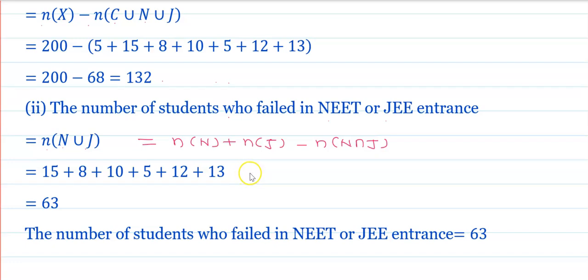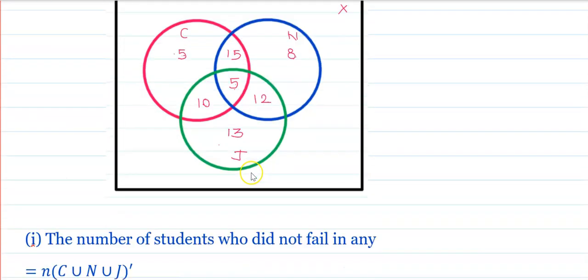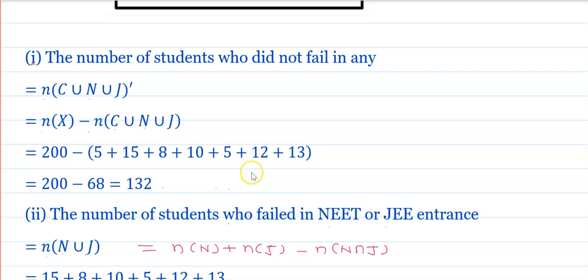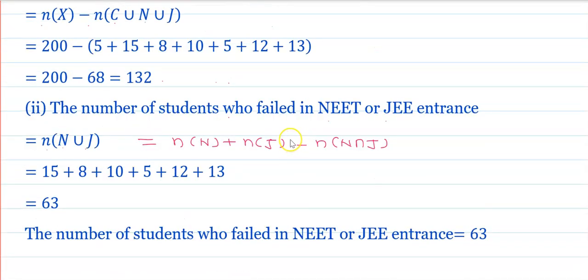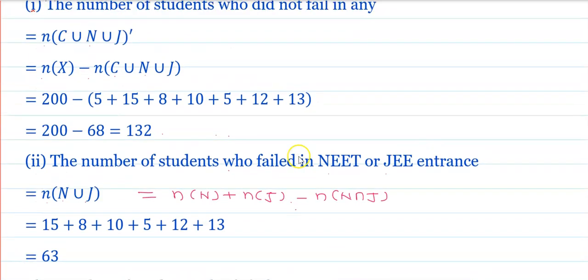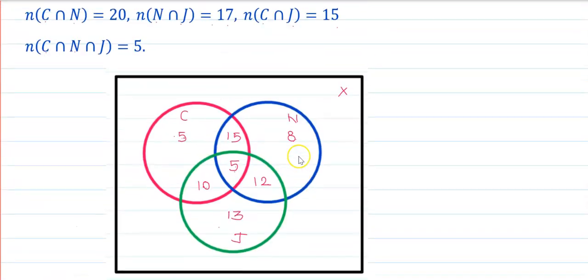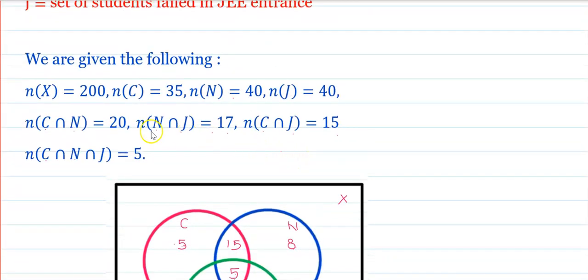What is n of N? That is the students who failed in the NEET examination. The students who failed in the NEET examination are 40. Next, the students who failed in the JEE examination, that is also 40. 40 plus 40, then you will get 80. And they are common. How many students failed in the NEET and the JEE?